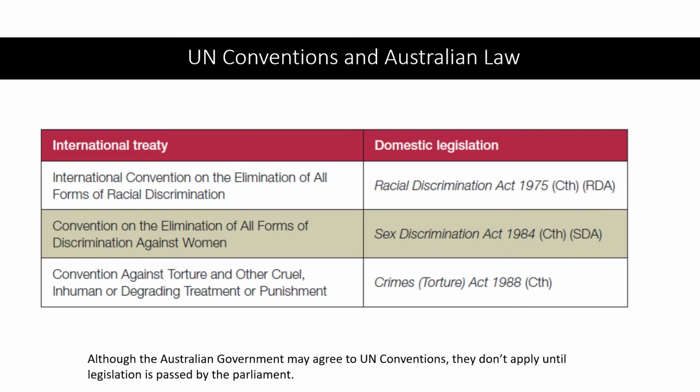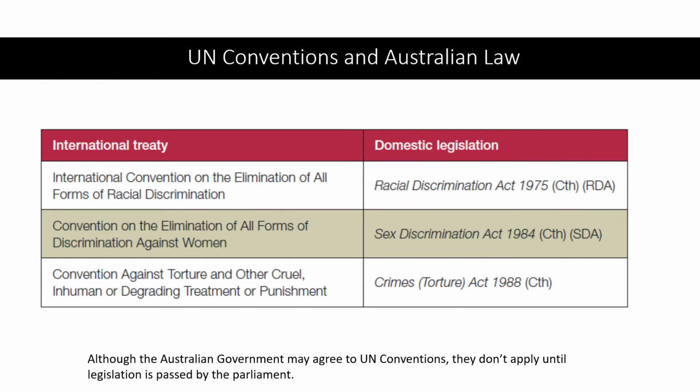There have also been conventions on the elimination of all forms of discrimination against women by the UN, and Australia incorporated that into law via the Sex Discrimination Act in 1984. And the Convention Against Torture and Other Cruel, Inhuman or Degrading Treatment or Punishment, and we incorporated that into law in the Crimes Act in 1988.